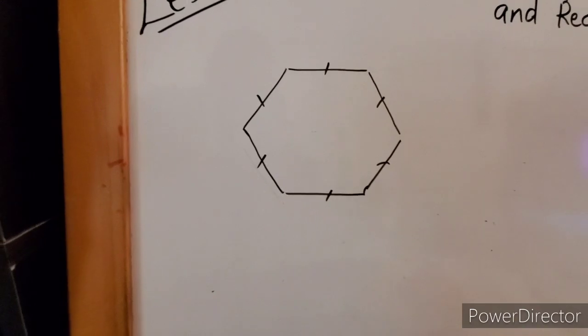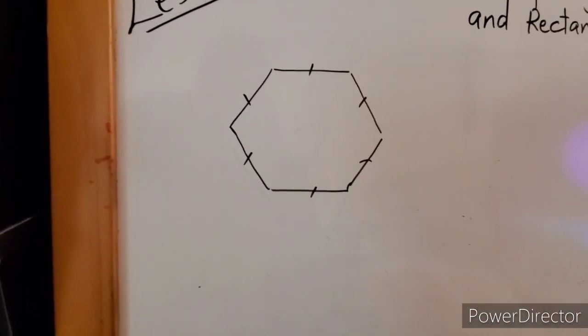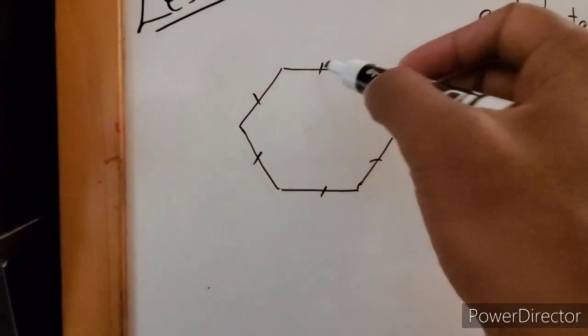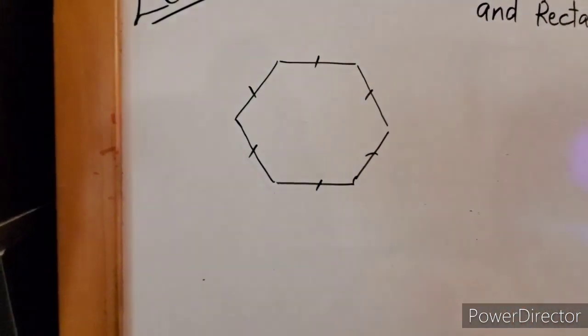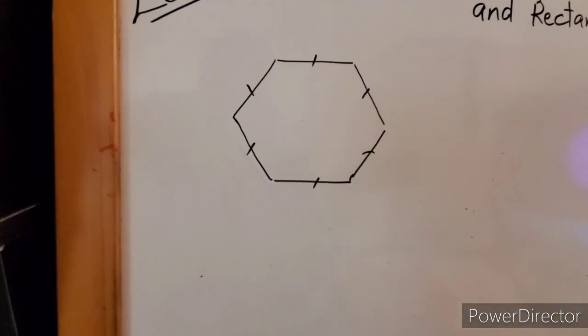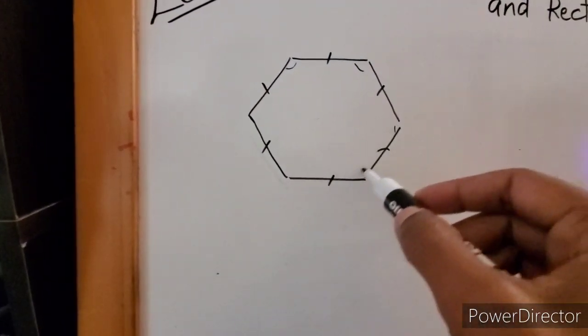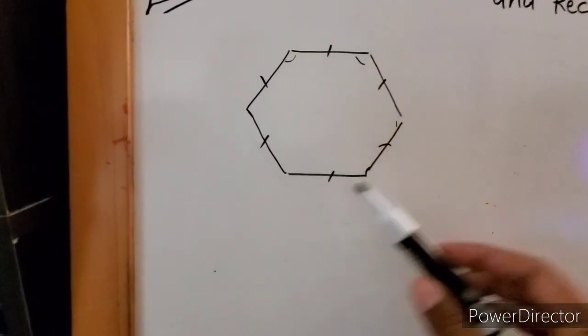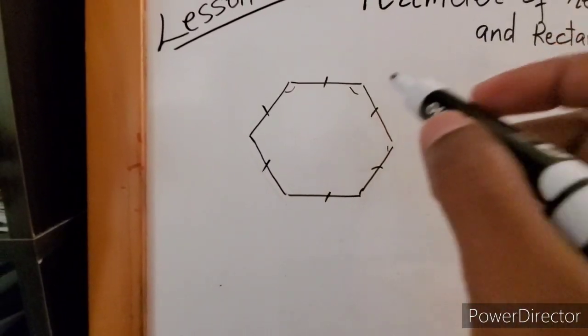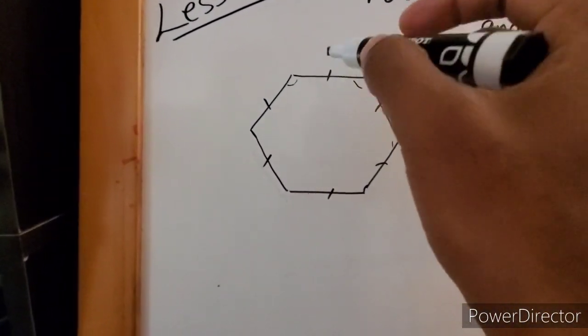Now this is another regular polygon. These little lines on the sides signify that they are all equal and it's a regular polygon. And if it's a regular polygon, then the angles are also equal to each other. The sides are equal, the angles are equal. Let's count how many sides it has.